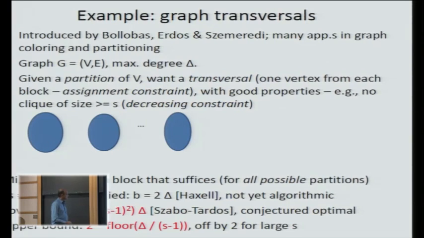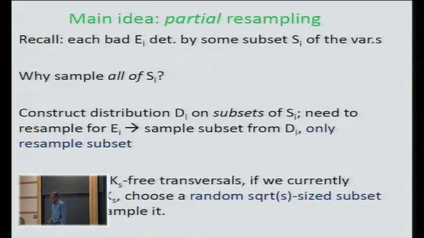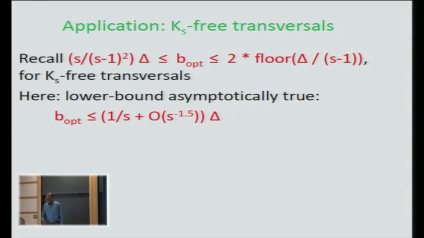They lift the result of Haxell and show non-constructively that this suffices, that b is less than or equal to this. So again, for large delta, this is approximately twice the lower bound. So we showed that in fact the lower bound is asymptotically tight. One of the things in particular we show is that the lower bound is tight, right, for large S, right?